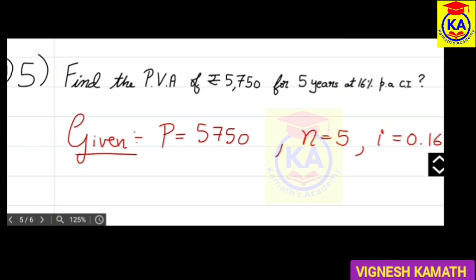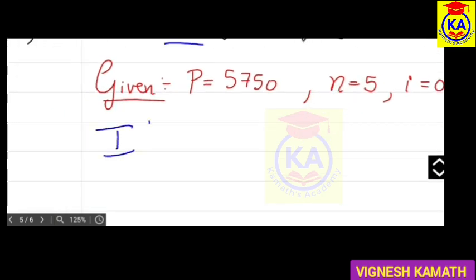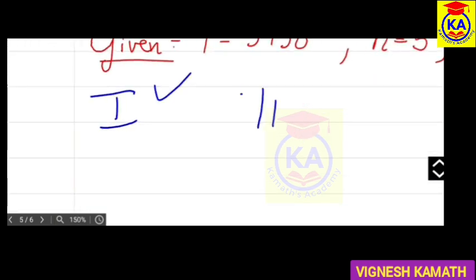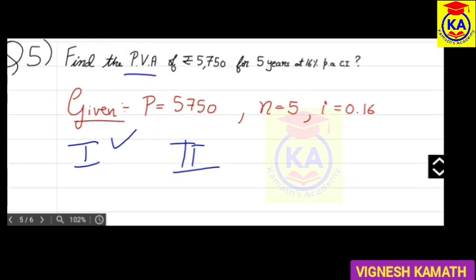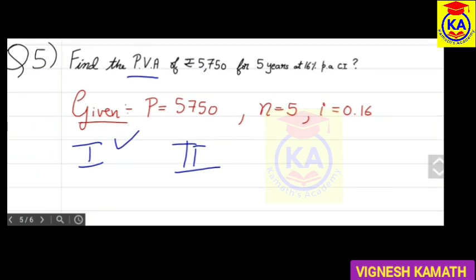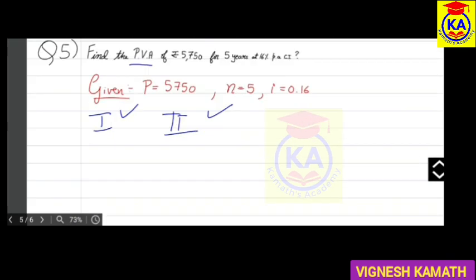Okay, the first case you have to find is whether the question belongs to present value of annuity or future value of annuity. In the question it is already mentioned that it belongs to present value of annuity, so the first case is done. Now the second case: whether this question belongs to due or immediate. In the question it is not given, so that is missing. When immediate or due is missing, then you have to consider it as immediate. So the second case is also done.